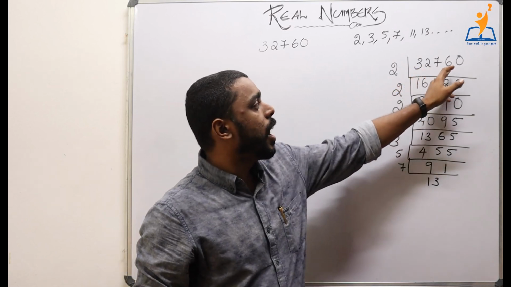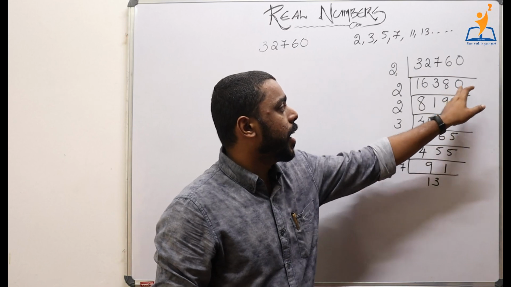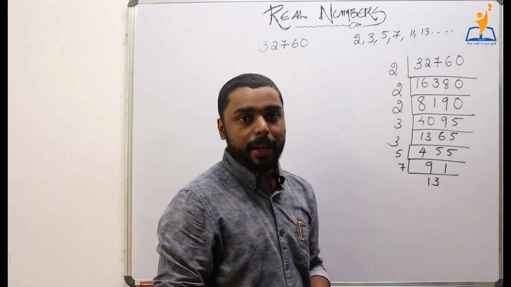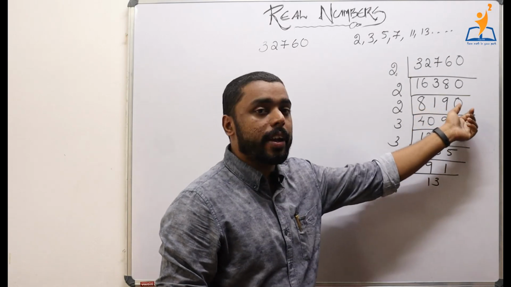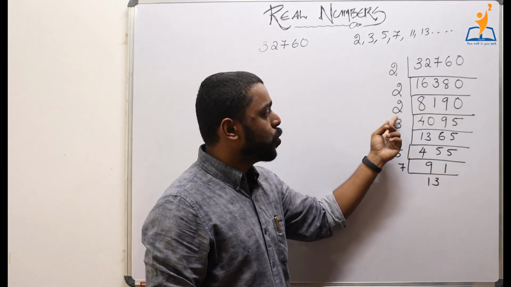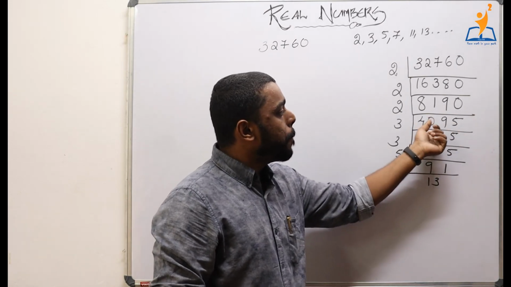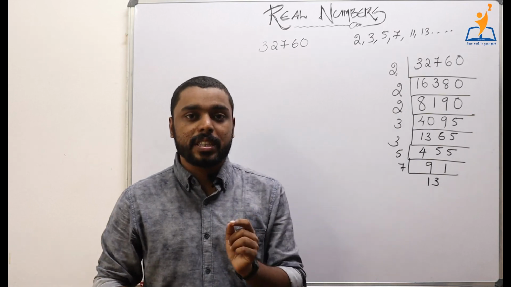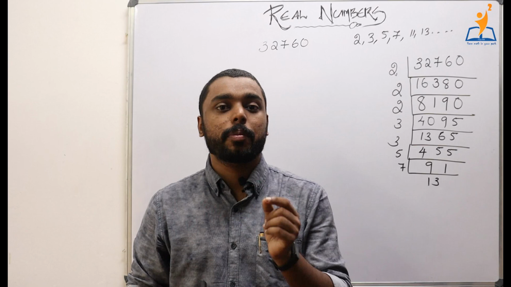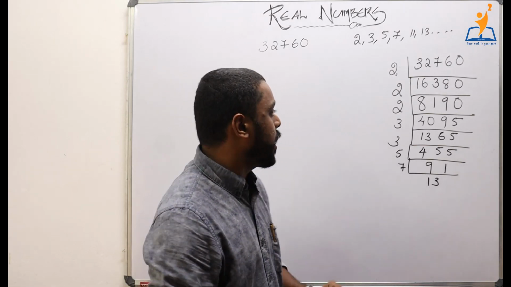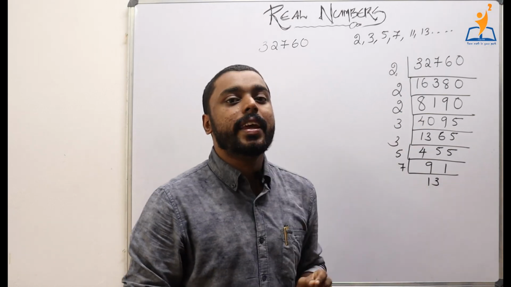So first of all, we have divided this number by 2 to get 16,380. Then also it is divisible by 2. So when it is divided by 2, it results in 8,190. Again it is divisible by 2. So when we divided it, it gives us 4,095. But this number is not divisible by the first prime number 2. So we should check for the next prime number. The next prime number is nothing but 3. So we should check whether this number is divisible by 3 or not.